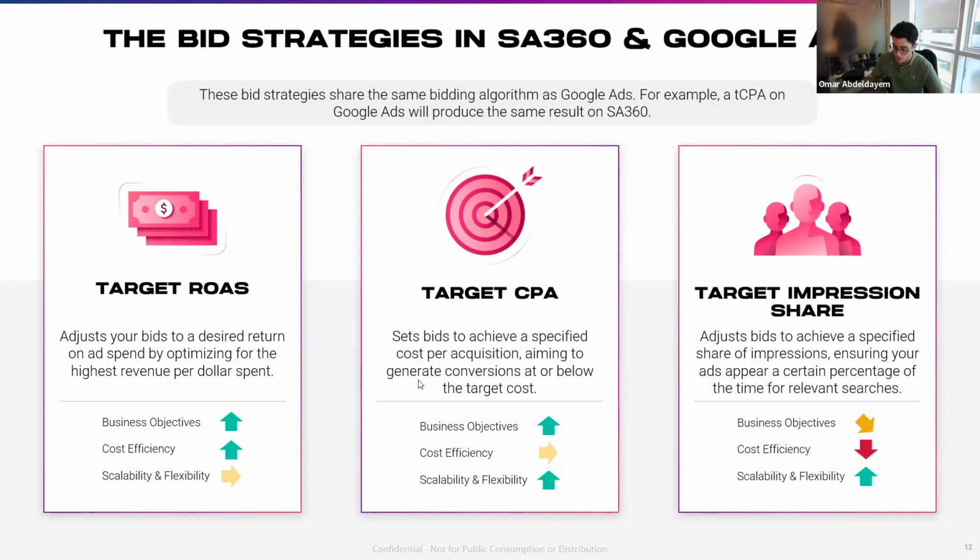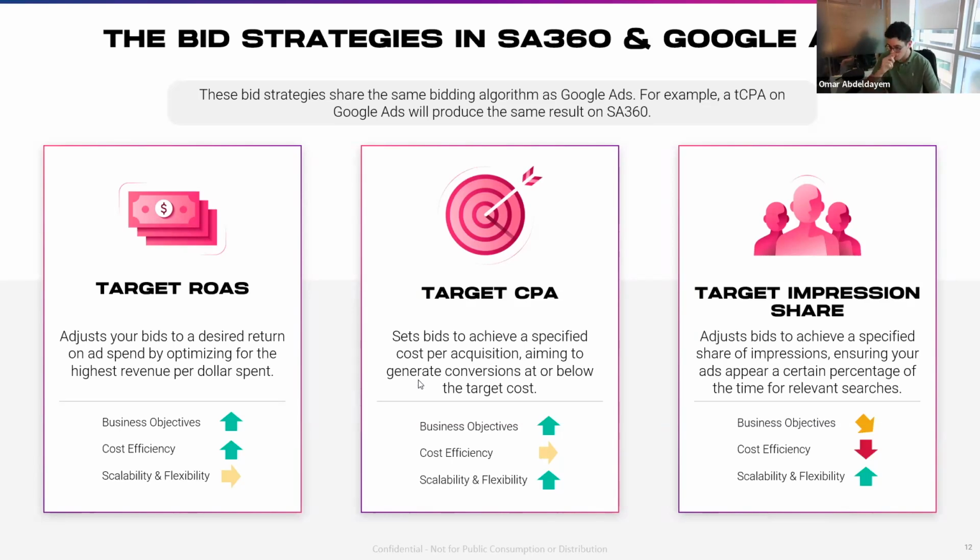And then the last one that we have is target impression share, which here, of course, is predominantly focused on adjusting your bids to achieve a certain number of impressions versus the total number of eligible impressions available. And this can be achieved across different types of impression share metrics, such as general impression share, absolute top of page impression share, or just simply top impression share as well.